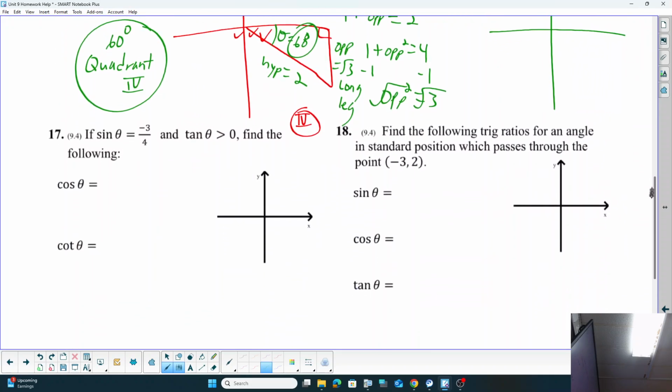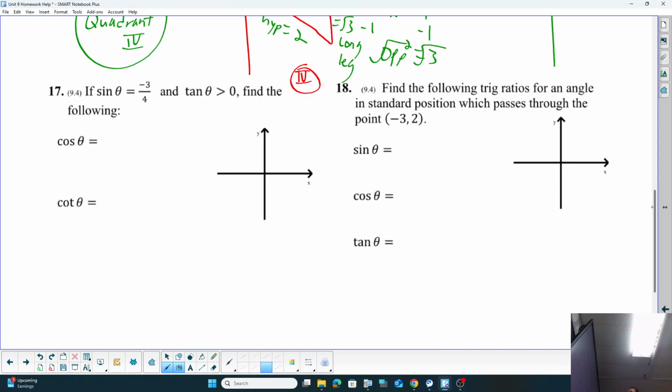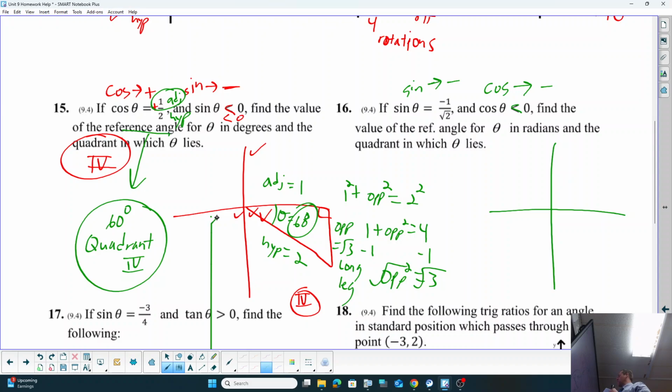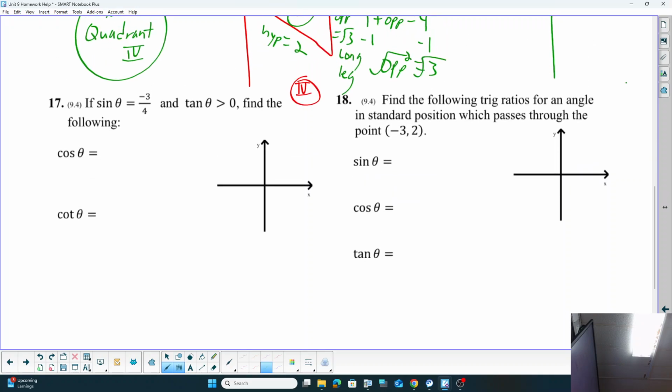Okay, go ahead and try that one on your own. Number 17. So sine is equal to that, and tangent is greater than 0. Tangent is greater than 0 here, and as well as here. And then sine is negative, also here and here. So we must be in the third quadrant, so we're going to draw that reference triangle there.